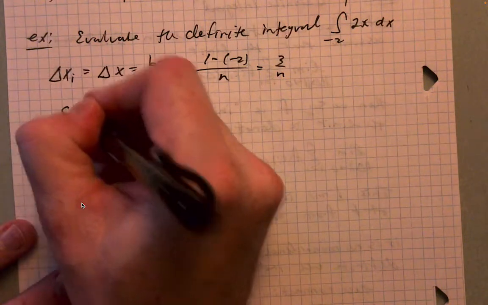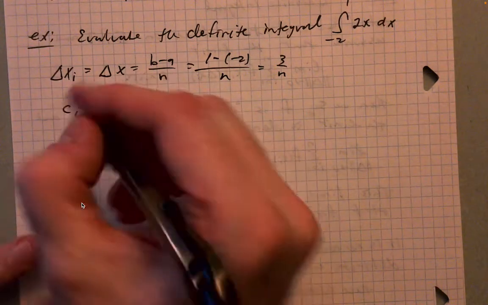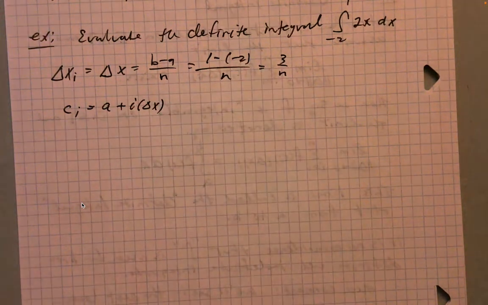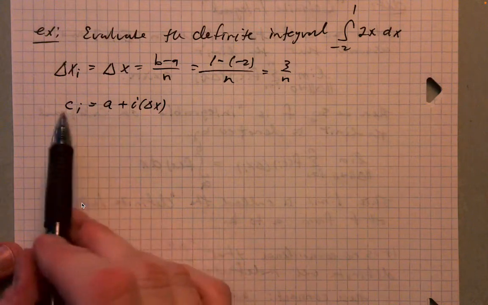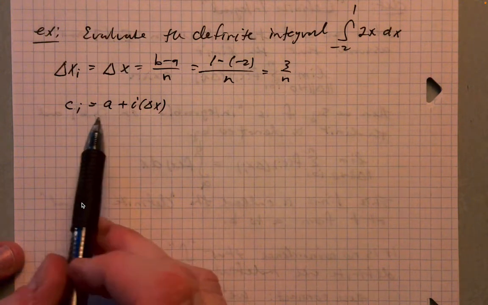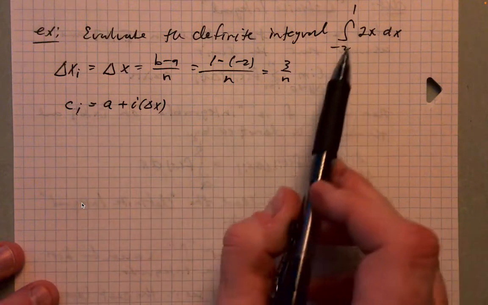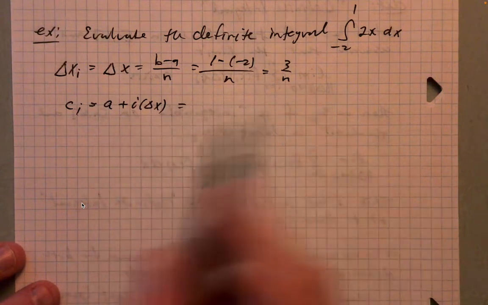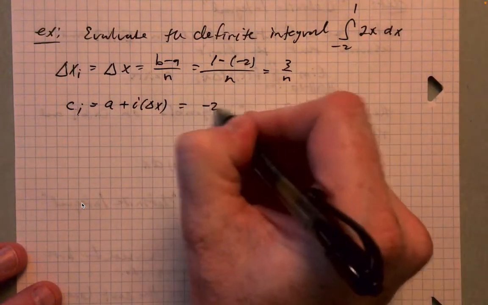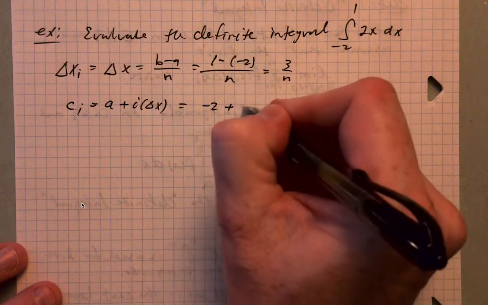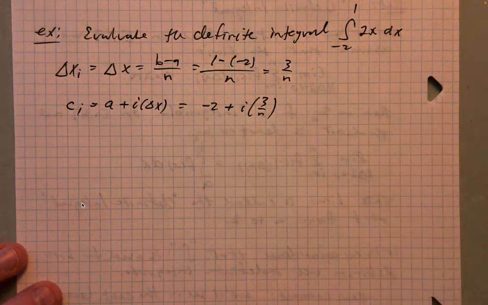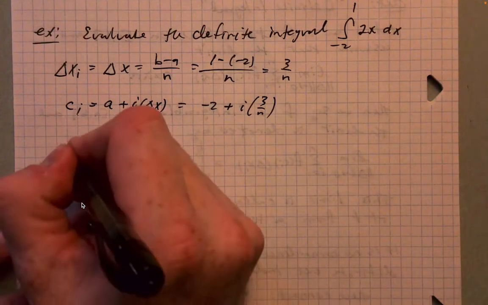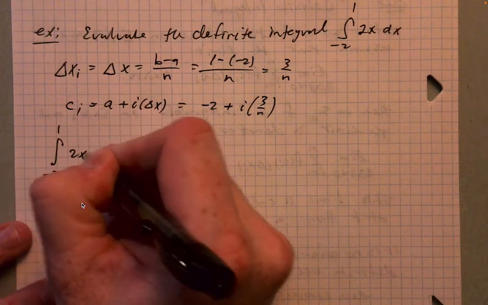And ci we can set up to be basically a plus i times delta x. We'll set ci equal to a, the lower endpoint, plus i times delta x. In the case of this exact example, that would be -2, the lower bound, plus i times 3 over n. And so then we can calculate this integral, the integral from -2 to 1 of 2x dx.